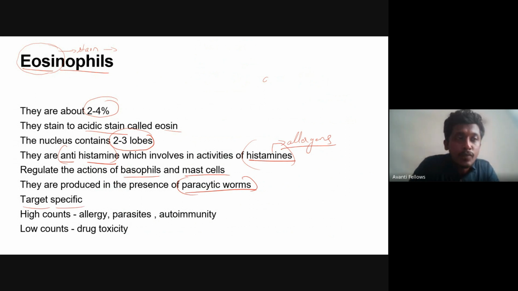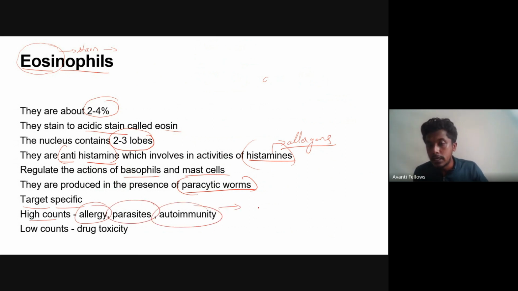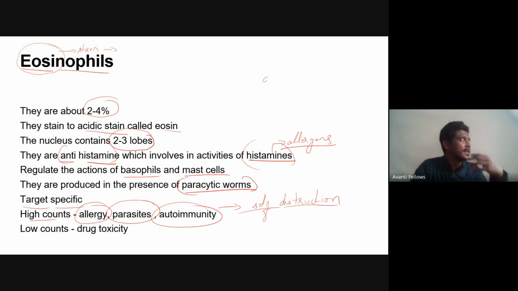They are very specific. They attack specific components and destroy them. Now, when can you see high counts of eosinophils? Whenever there is an allergy, a parasite infection, or autoimmunity. Autoimmunity means self-destruction, students. Your own body cells think that other cells of your body are enemies, so they start attacking your own cells. That is called autoimmunity, the failure of the immune system to recognize which are my cells and which are outside cells. In these three, allergy, parasites and autoimmunity, the eosinophil numbers are very high.